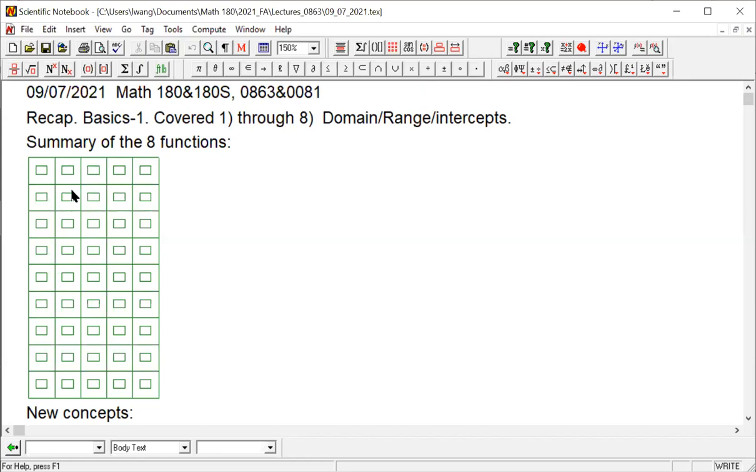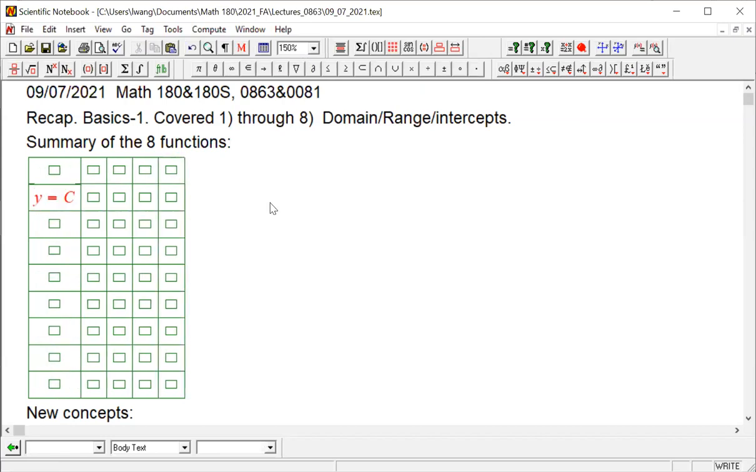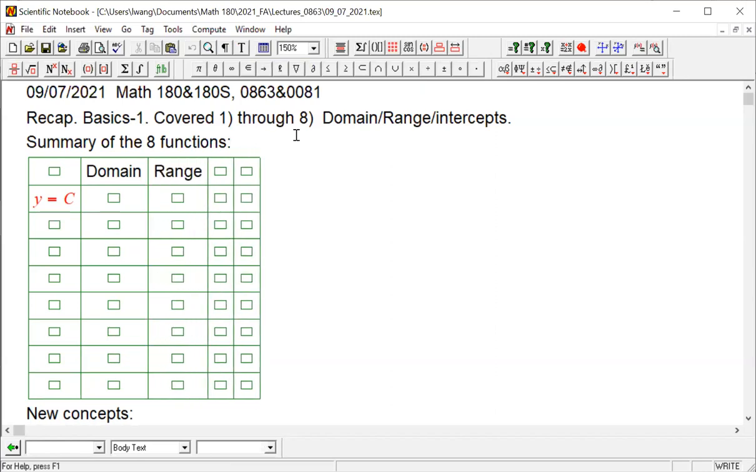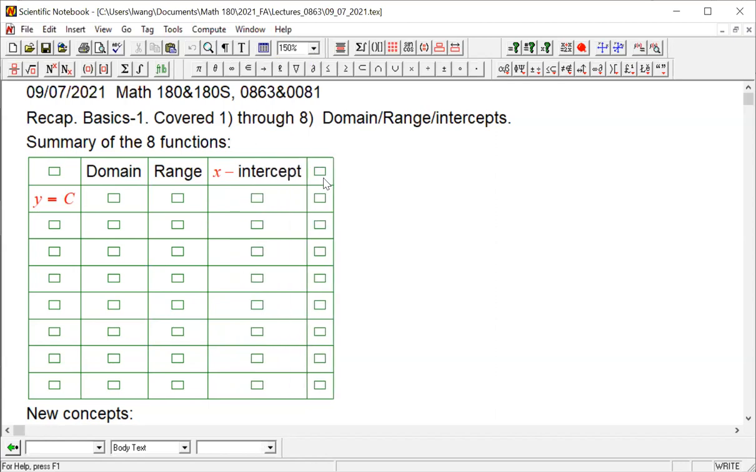Okay, so I'm going to summarize all these different points. First of all, the first function we're going to talk about is y equals the constant. In our example, we said y equals 2 or whatever, right? And we talk about domain, range. So what I'm showing you here is how to study. When you're taking this class, or you're going to take the next class, you must learn how to summarize.